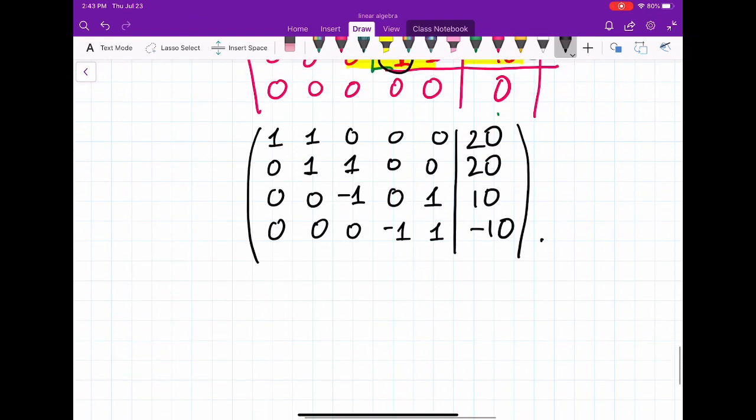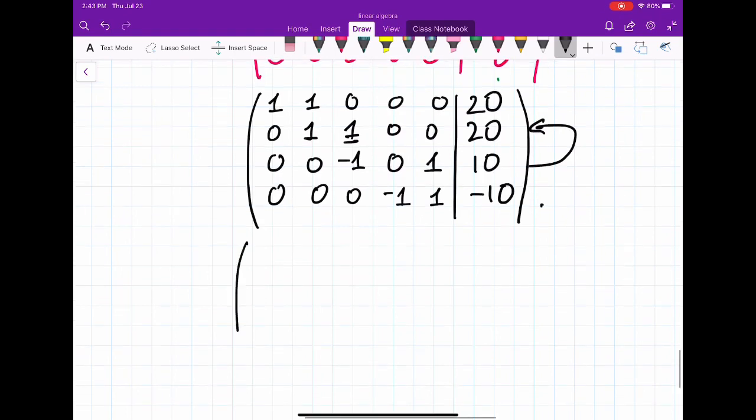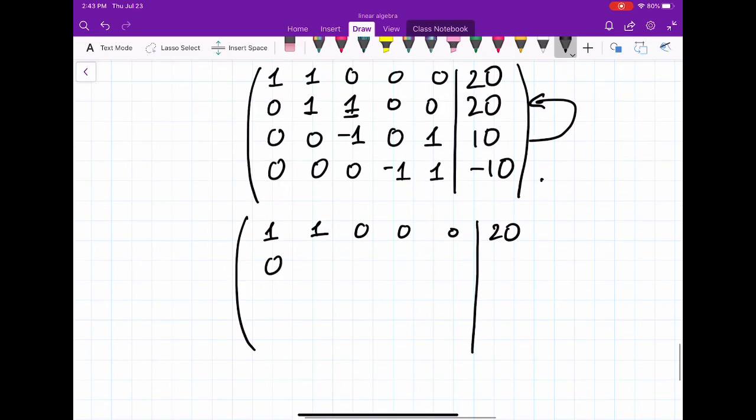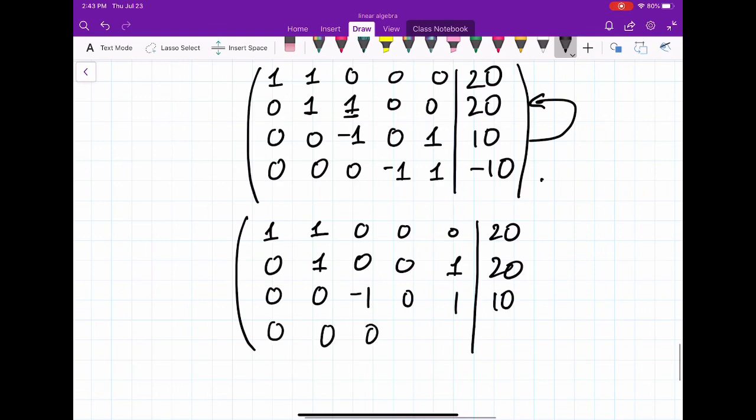So we finished with this. Now I move to this guy. I just add the third to the second. So when I add the third to the second, I got the following one. 1, 1, 0, 0, 0 in here, and then 20. I got 0, I got 1 in here, 0, 0 and 1 in here, 20. 0, 0, negative 1, 0, 1, 10, 0, 0, 0, negative 1 and 1, negative 10.